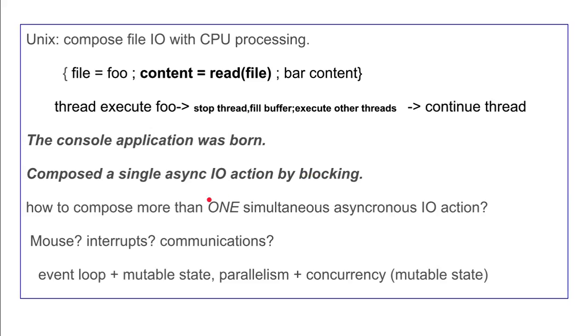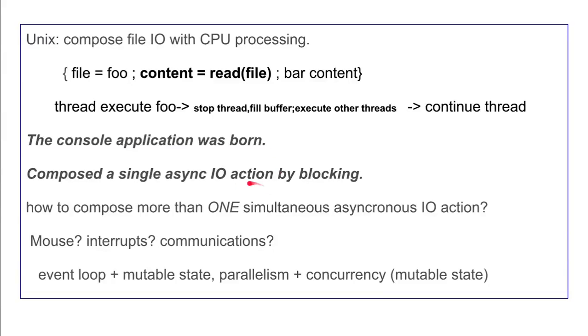But the fact is that we have many different kinds of I/O operation. If we are blocked in an I/O action, we will lose the other events from other sources. So what alternatives do we have? We have basically two alternatives, or a mix of both.